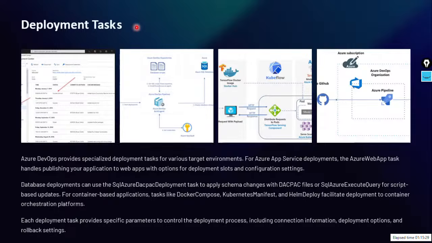So deployment task, what is the task involved in a deployment? You do not need to worry about all these diagrams, but yes, Azure DevOps provides specialized deployment tasks for various target environments, for Azure App Service. Now, you also do not need to, because everything is already designed for you. You have to pick up the particular Azure App Service deployment. The Azure Web App task handles publishing your application to web apps with options for deployment slots and configuration. Everything is inbuilt for you.